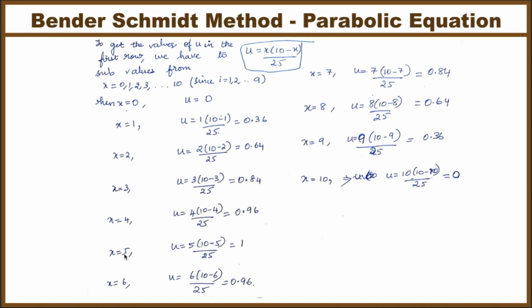Then again substitute x is equal to 5. 5 into 10 minus 5 divided by 25. 10 minus 5 is again 5, so 5 into 5 is 25. 25 by 25 is 1.